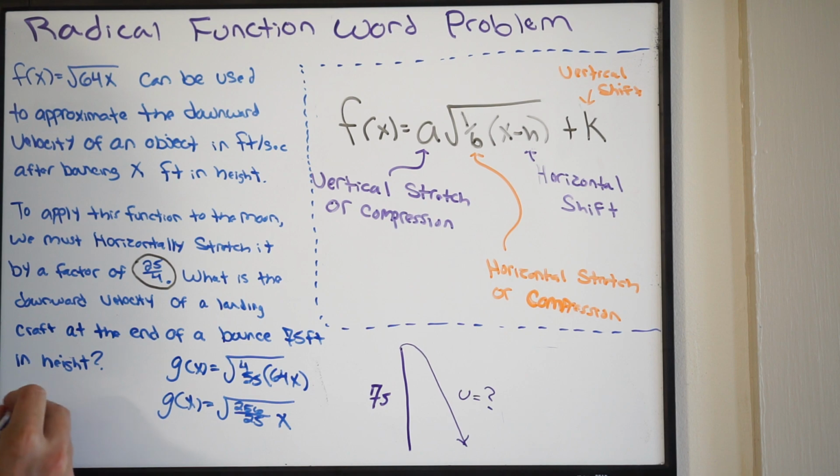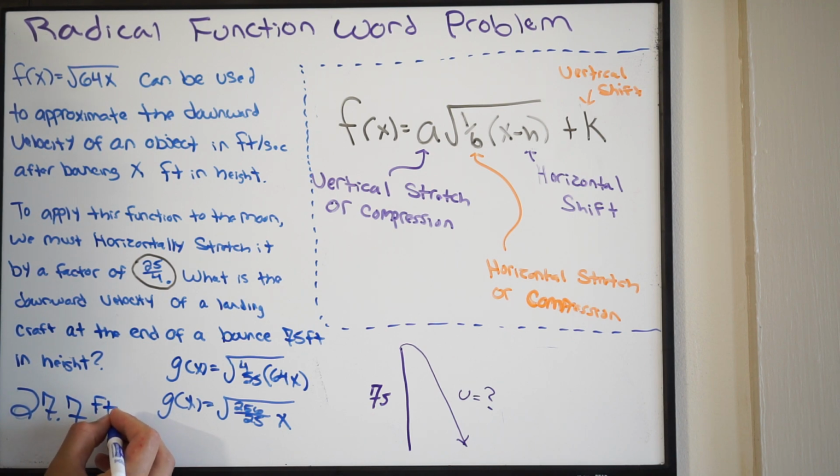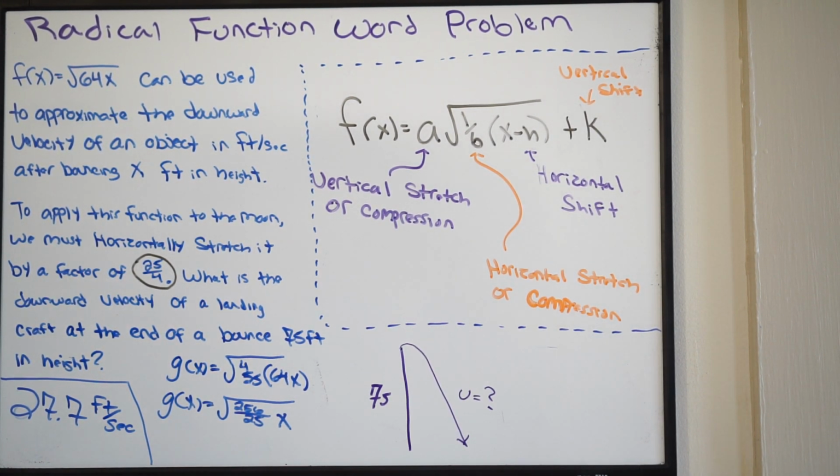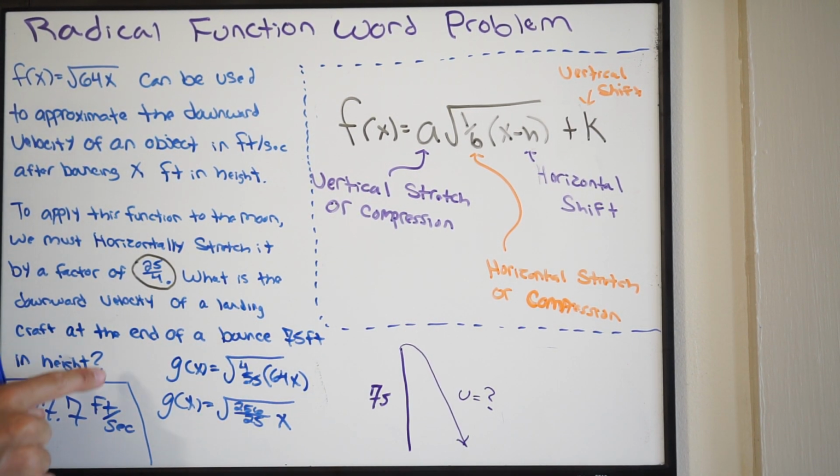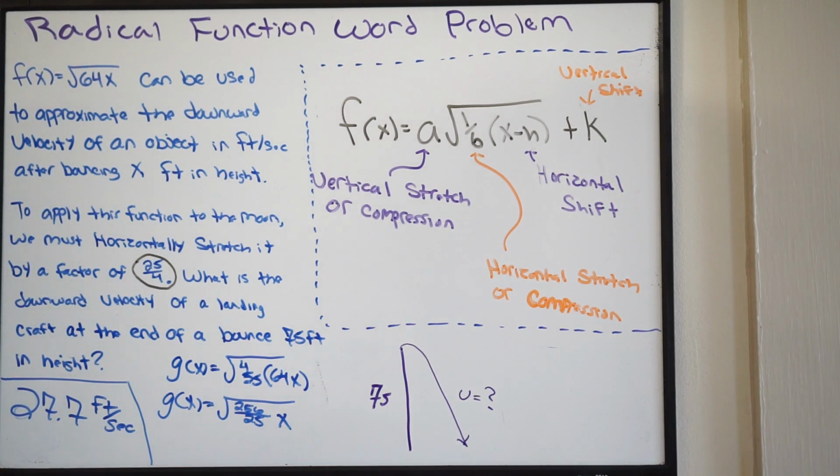So 27.7, and this will be feet per second. And this is going to be your final answer. So you can expect a downward velocity of a landing craft of 27.7 feet per second at the end of a bounce that was 75 feet in height. So this is going to be your final answer here, and that is it.